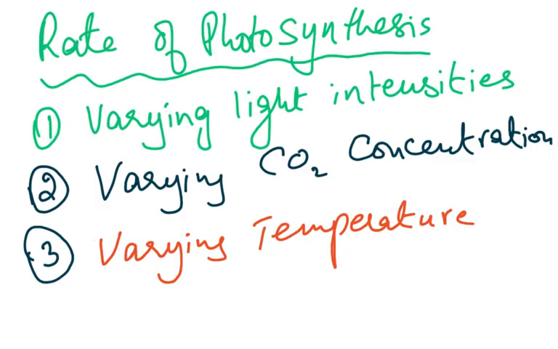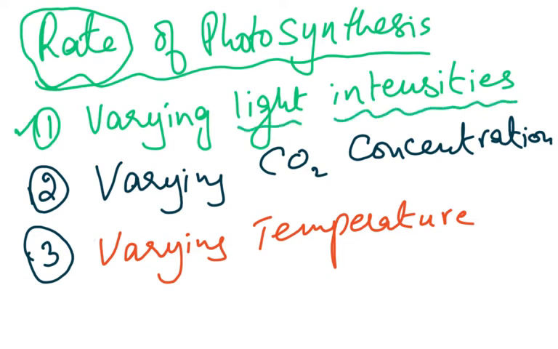Now, what do we have to study? We have to study the rate of photosynthesis. And for the rate of photosynthesis, we have to study the effect of varying light intensities. The word light intensities, do not say light only. If you write just light in your paper, I can't give you a mark. So varying the CO2 concentration and varying the temperature, and we have to study the rate of photosynthesis.